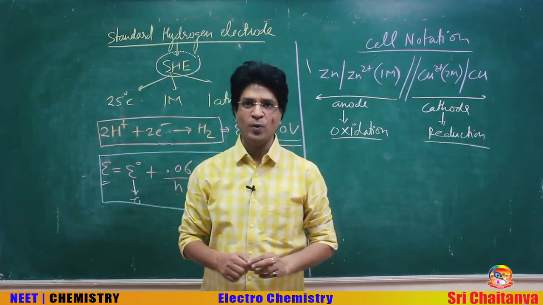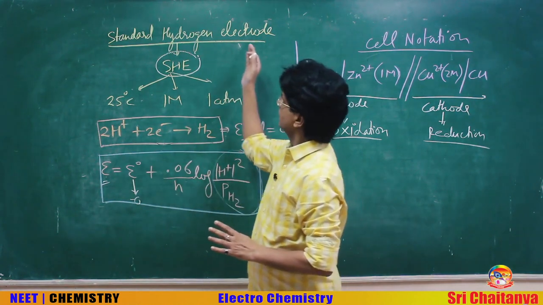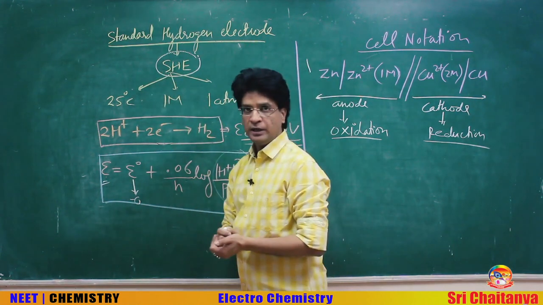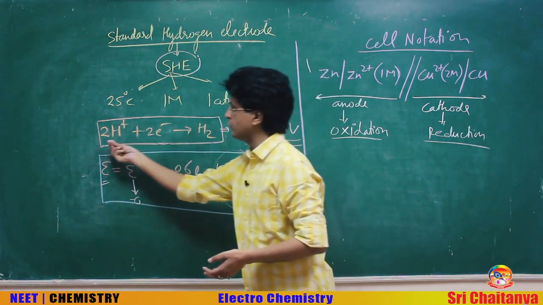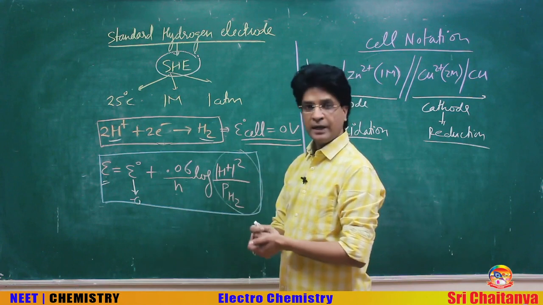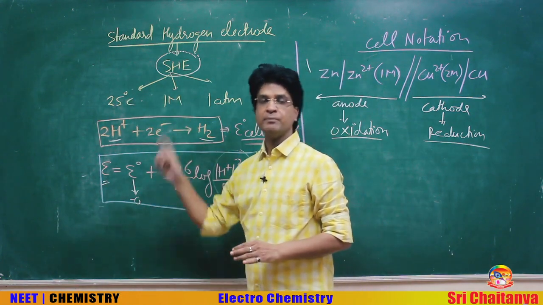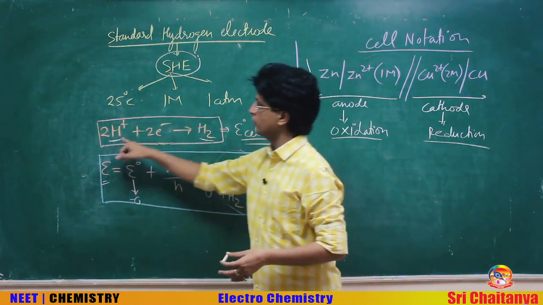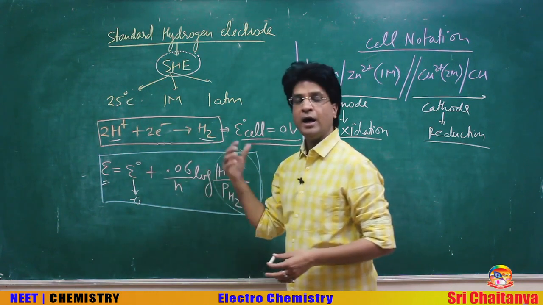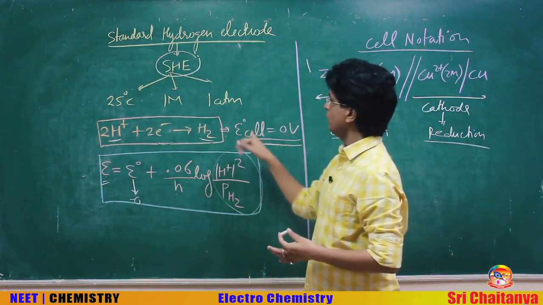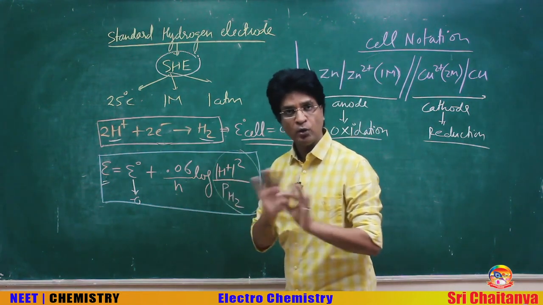Is that clear? Okay students, now let us discuss the standard hydrogen electrode. It is also called in short SHE. It is defined as an electrode of hydrogen which contains hydrogen ions and hydrogen gas when temperature is 25 degrees Celsius, concentration is 1 molar and pressure is 1 atm, concentration of H+ ions and pressure of hydrogen. In these conditions, we have arbitrarily assumed that E naught cell of SHE will be 0 volt. We have assumed it arbitrarily, there is no logic behind it.